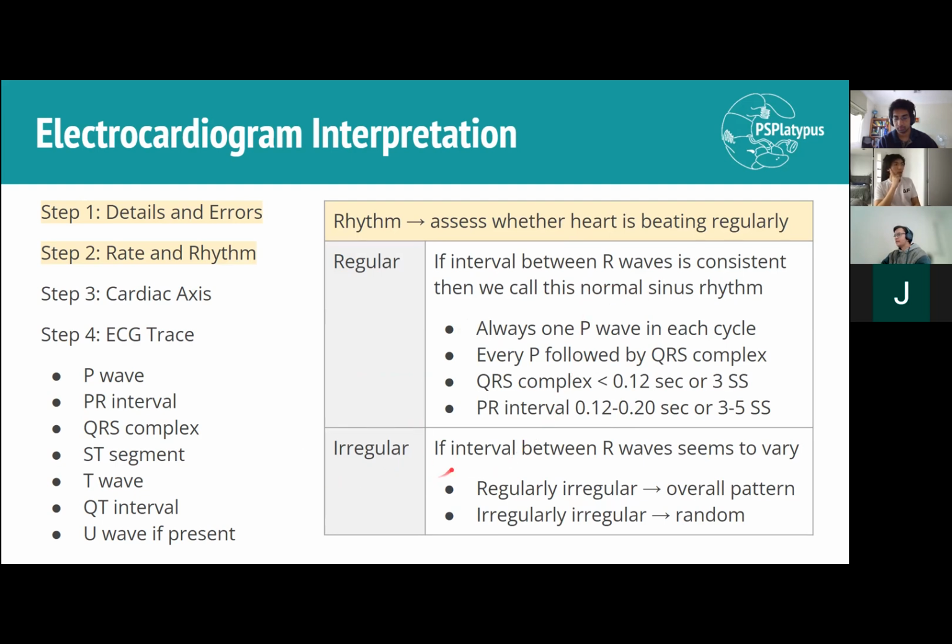Irregular means that the R waves seem to vary a little bit. If it's regularly irregular, there's still an overall pattern to it, so they might repeat at some points. Irregular is something to worry about. That's just where everything is random. And why we worry about it is it could indicate some sort of underlying lethal arrhythmias.